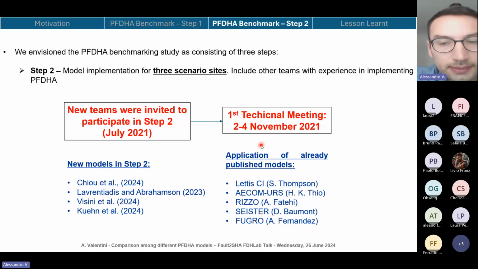We also invited other experts, mainly from consultancy, practitioners like Letis, Rizzo, Sester, Fugro, because they have their own code based, for example, on Youngs et al., but it's not the code made by Bob Youngs, but made, for example, by Fugro or Sester. We invited them just to have also an indication of the verification and validation of the models. And it was a very useful exercise.